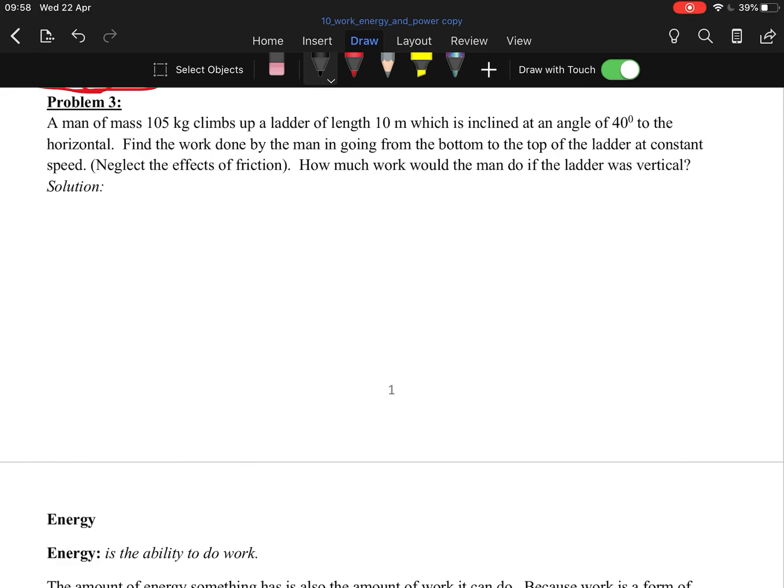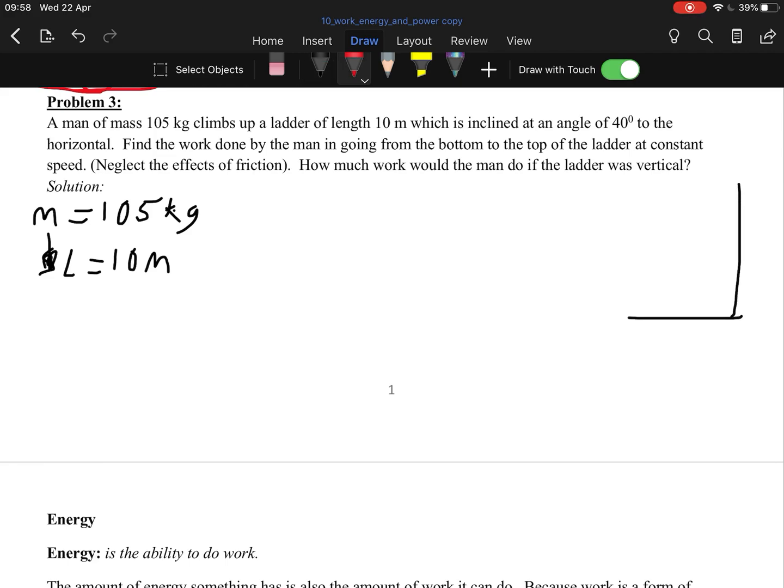Generally a lot of these questions, I find it hard to keep track of everything in my head, so I need to write everything down. I do advise you do the same. It makes it a lot easier to answer these questions. You're not going to get extra marks for answering it all in your head. So put down as much information as you can. Mass of 105 kgs, ladder, so displacement, no it's not, sorry, length is 10 meters. So we have a ladder. I'm going to draw it over here.